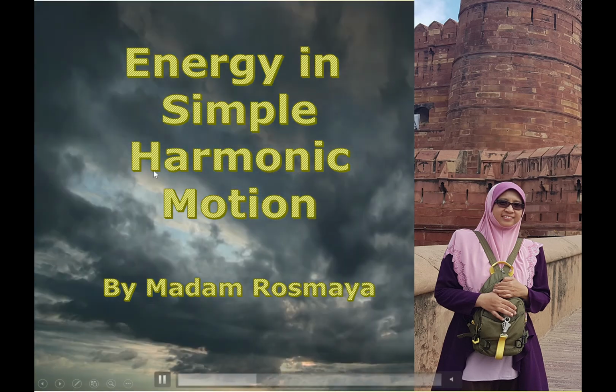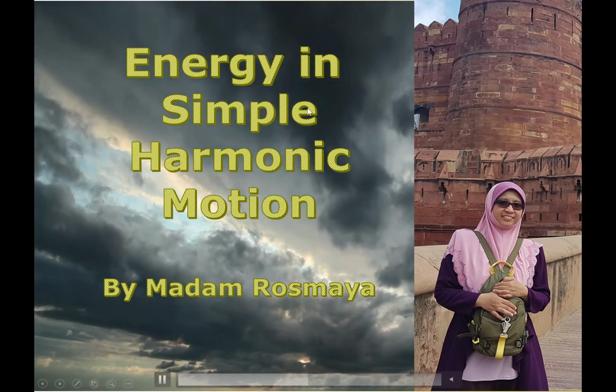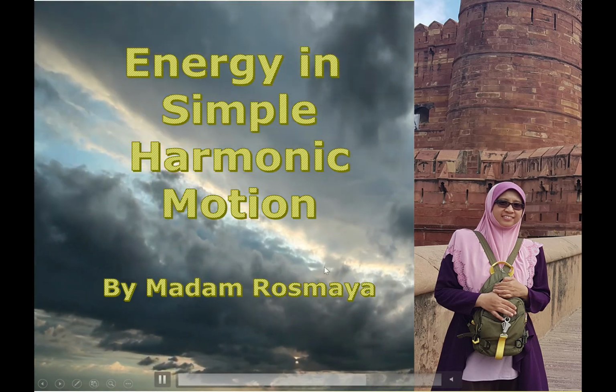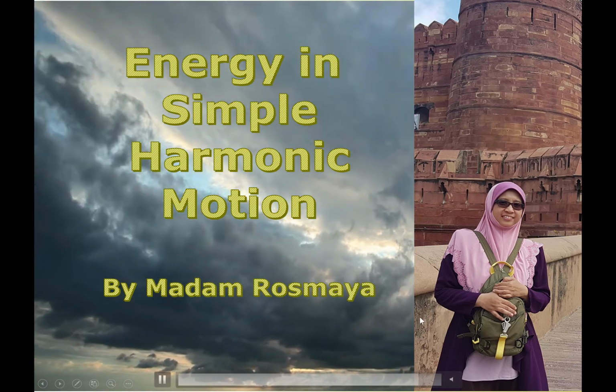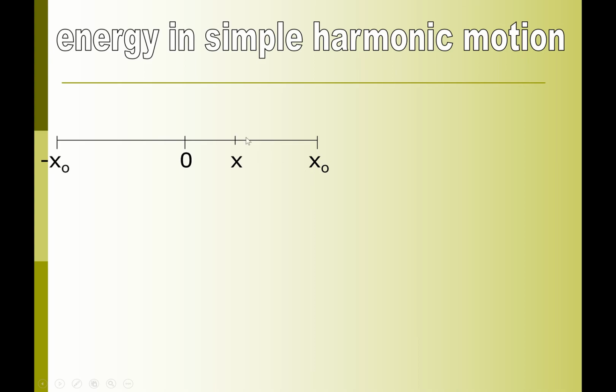In this video, we are going to discuss energy in simple harmonic motion. Total energy in simple harmonic motion, E equals kinetic energy plus potential energy. So K represents kinetic energy and U represents potential energy.